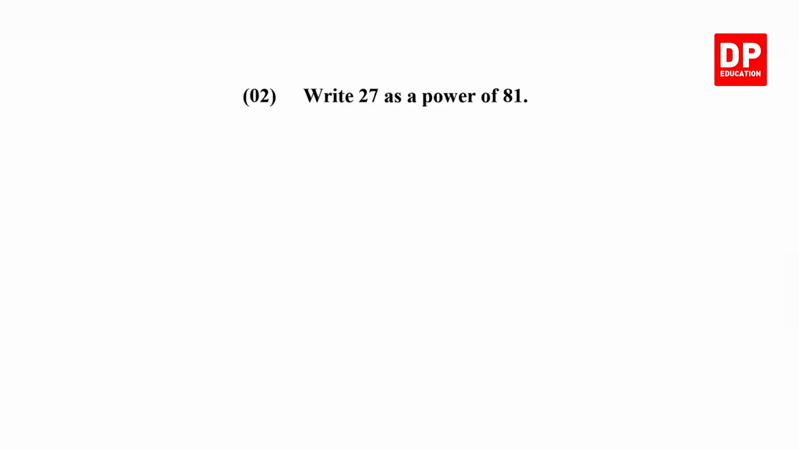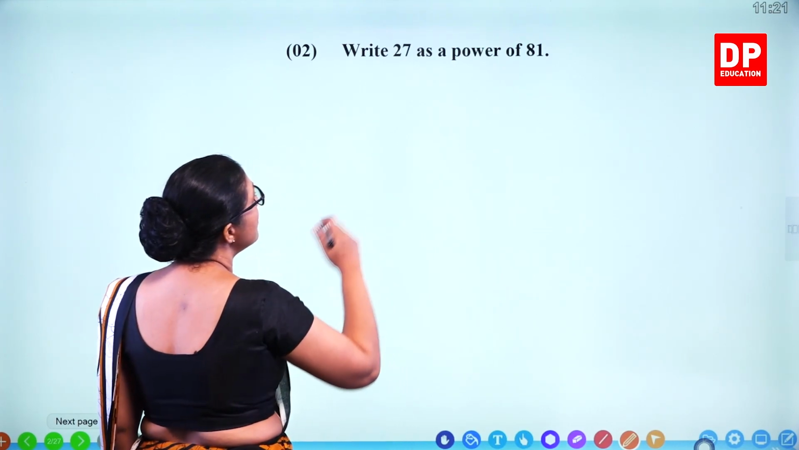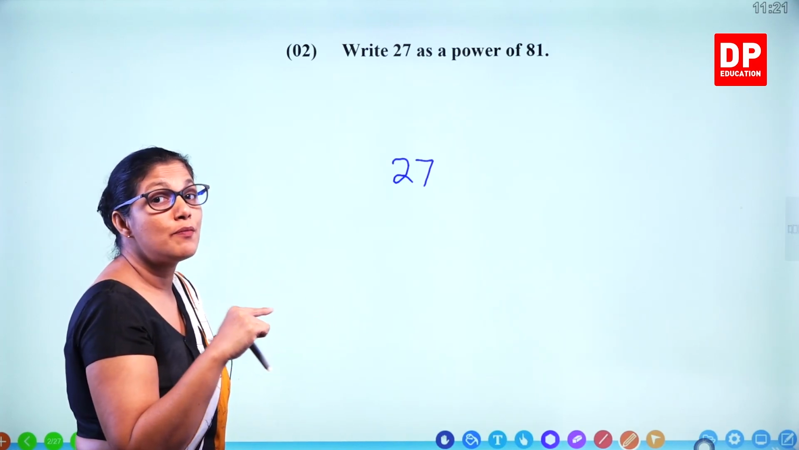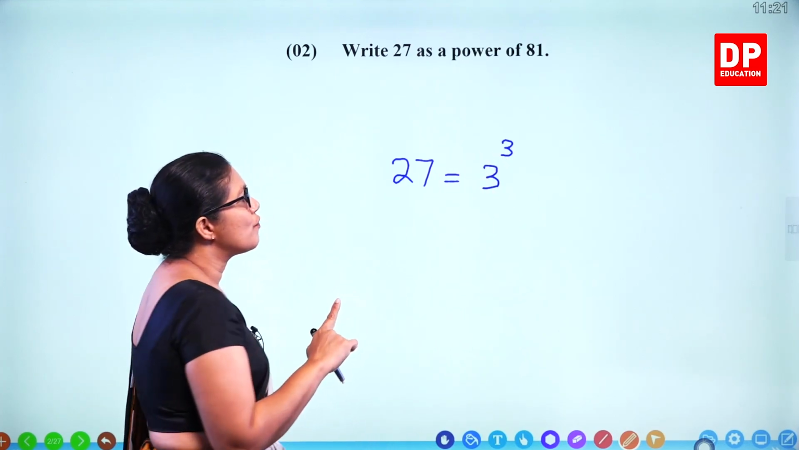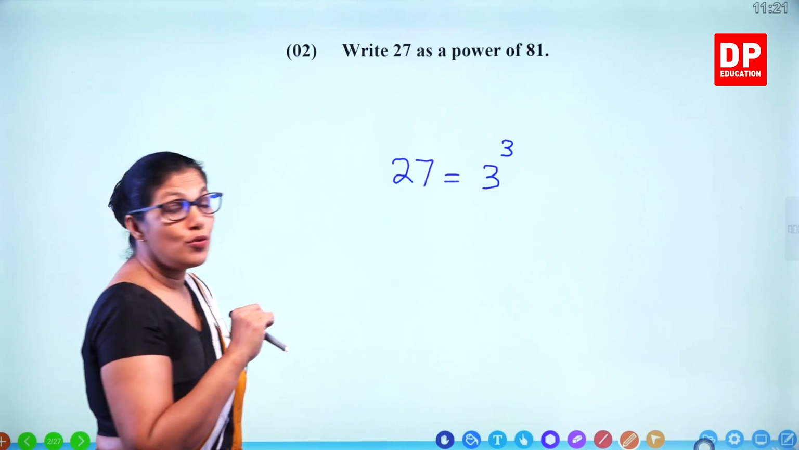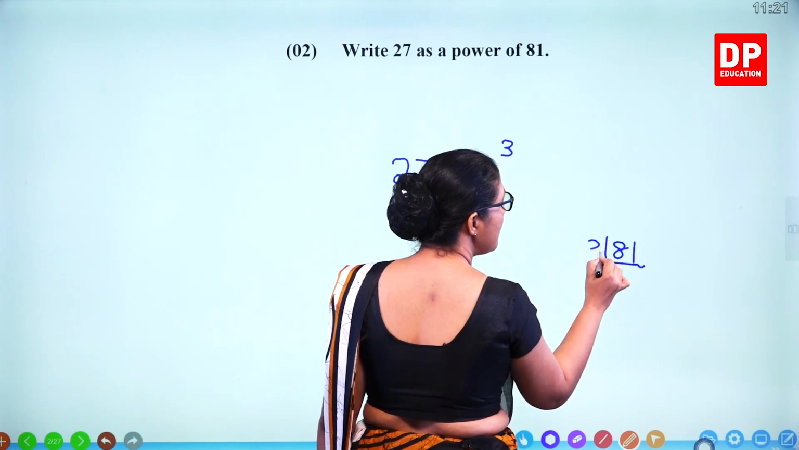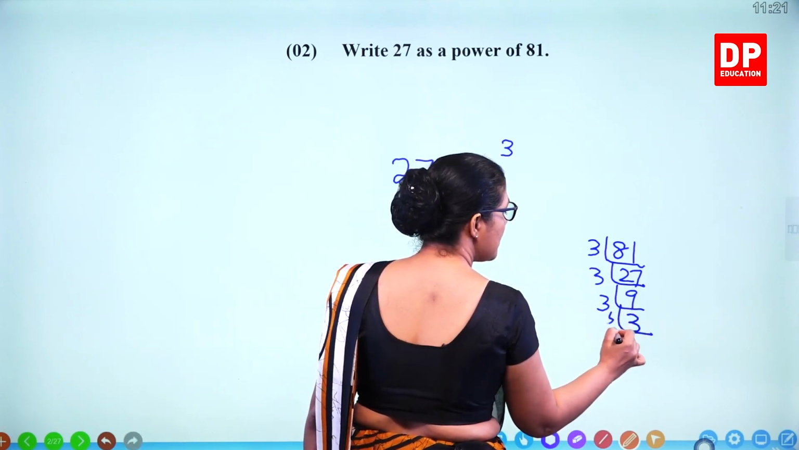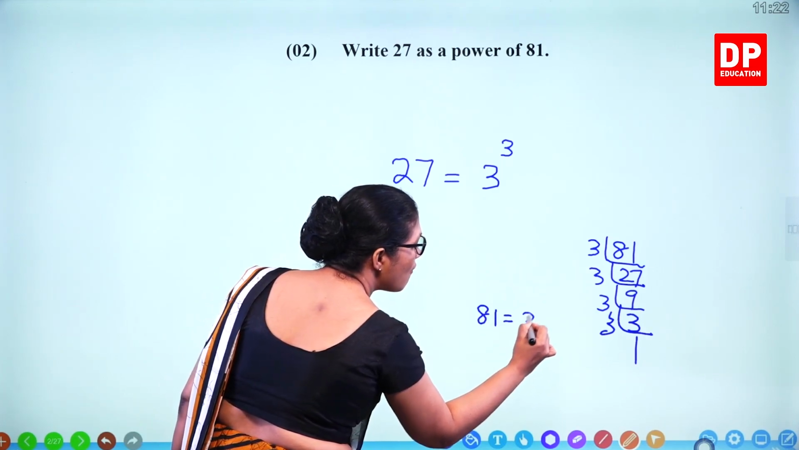Question number 2, write 27 as a power of 81. Normally we write as a power of 3, now 81. It's not hard. So 27 you have to write. What is 27 in terms of 3? 3 to the power 3. But we need to find out using 81. So what is the relationship between 81 and 3? How many 3's are there? 3 times 3 times 3 times 3. So 3 to the power 4. So 81 is 3 to the power 4.